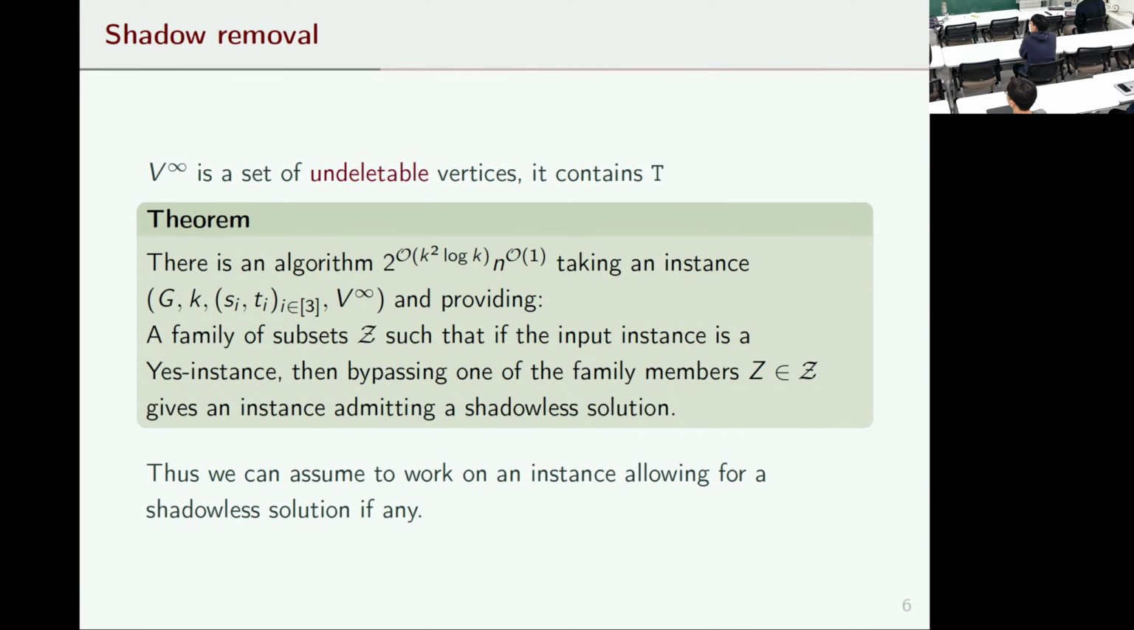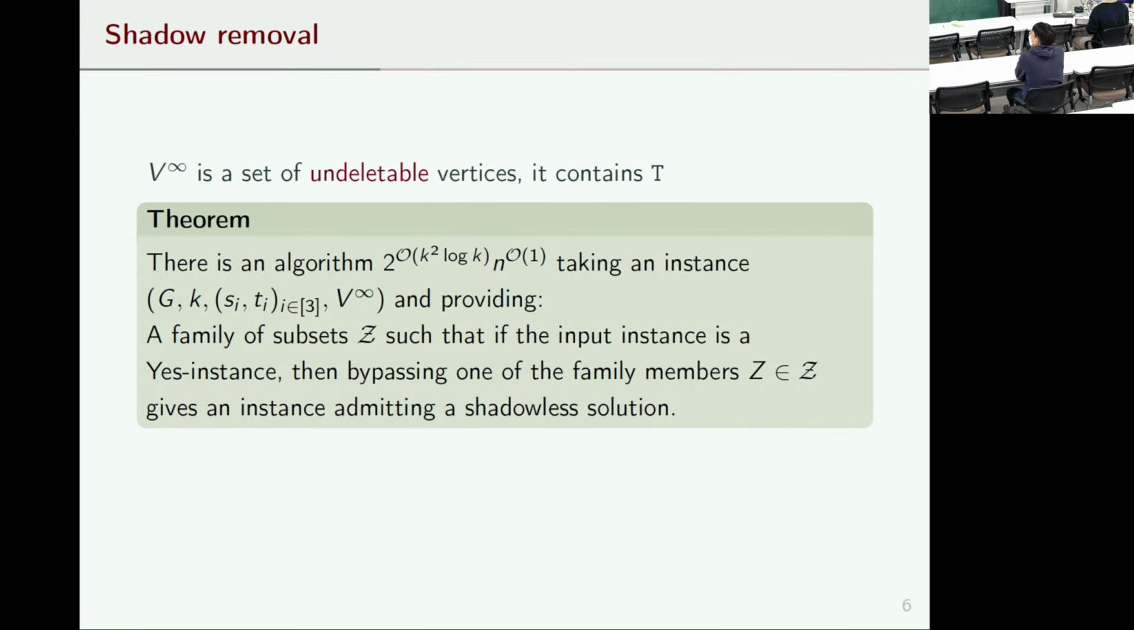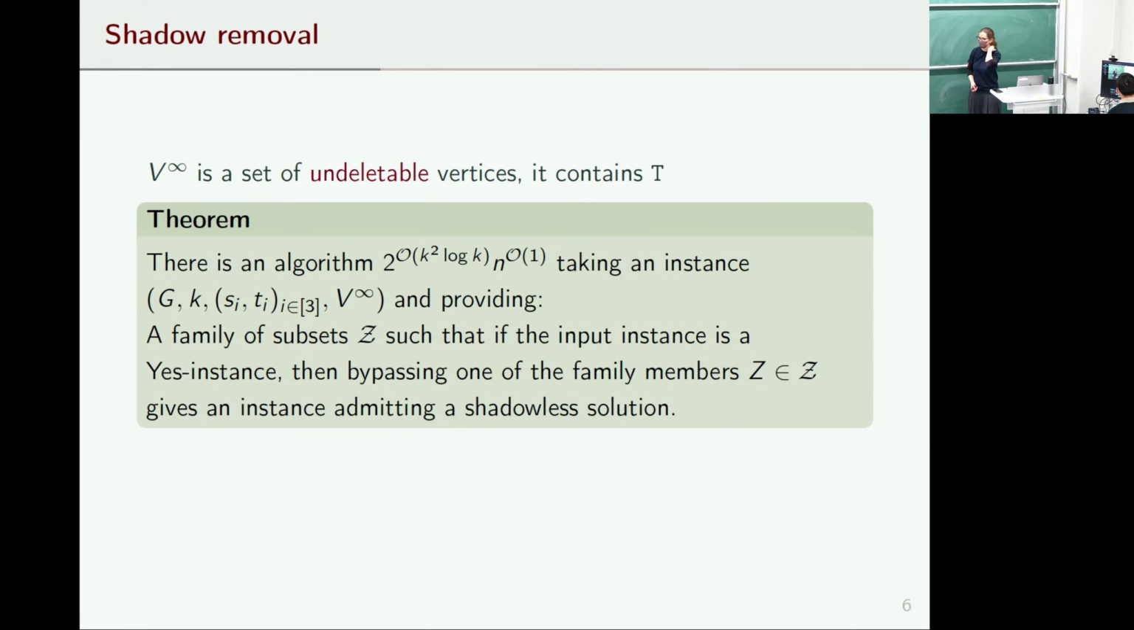Here the size of the solution is k, right? So you want to delete k vertices, but Z in itself is not a solution. We just bypass it. So we reduce our instance to not contain the vertices of Z anymore, but just deleting them would destroy stuff, so we bypass them. And then afterwards, there is a solution that doesn't have a shadow anymore.